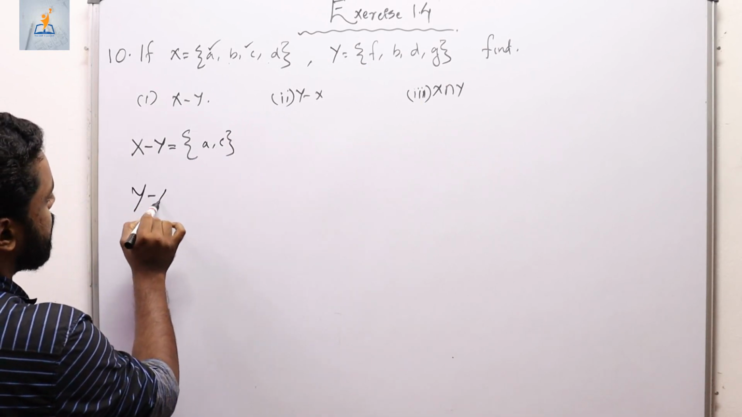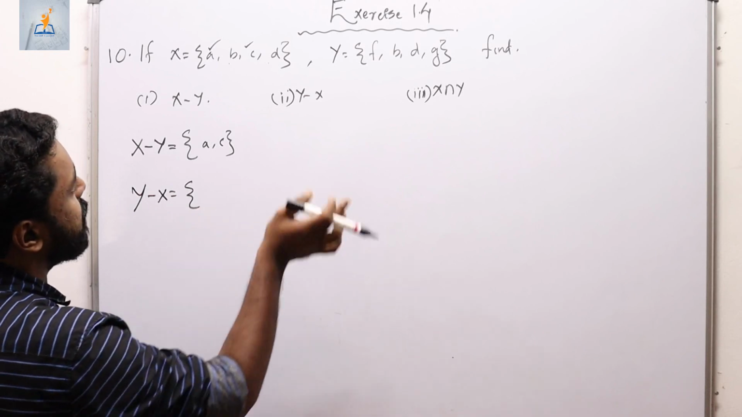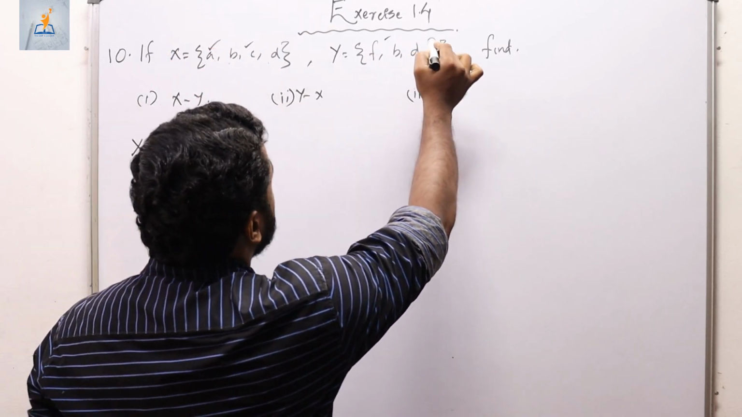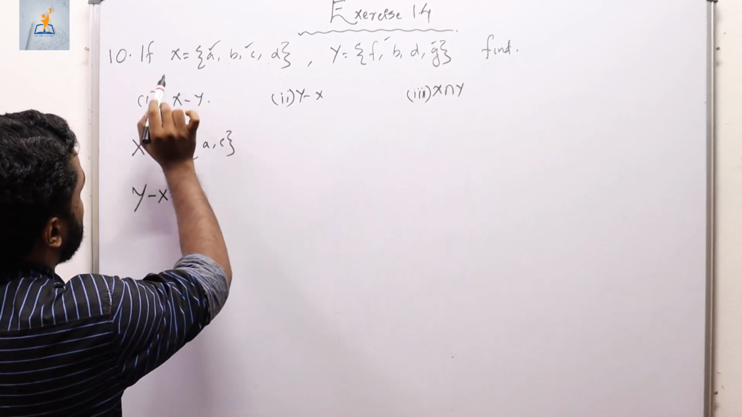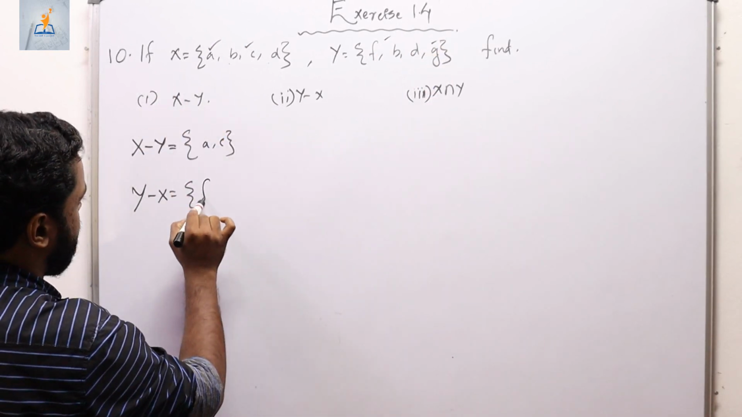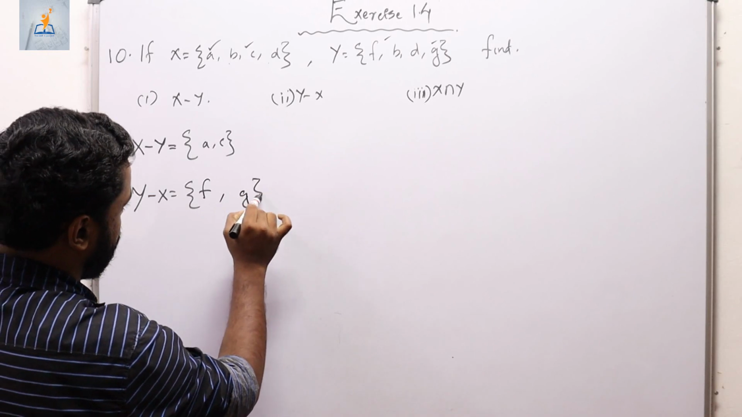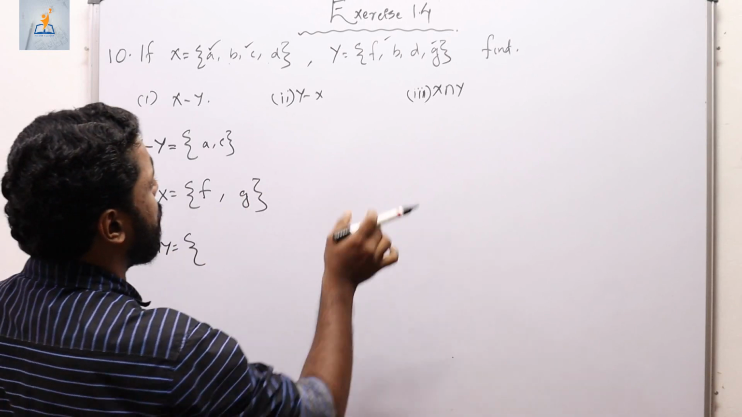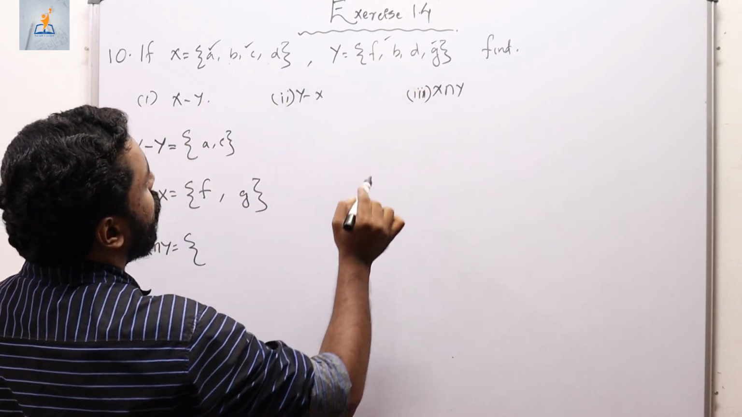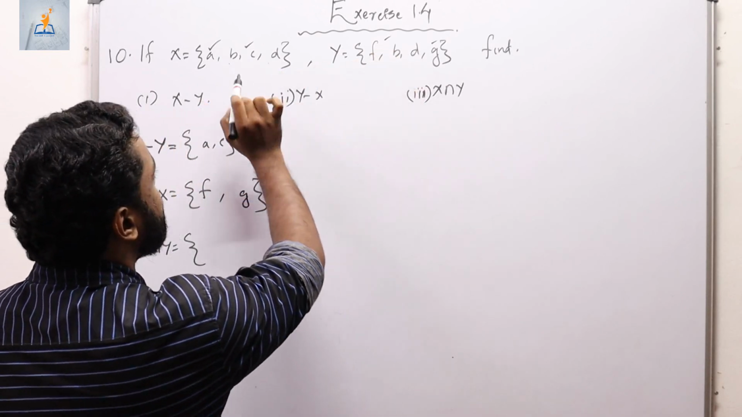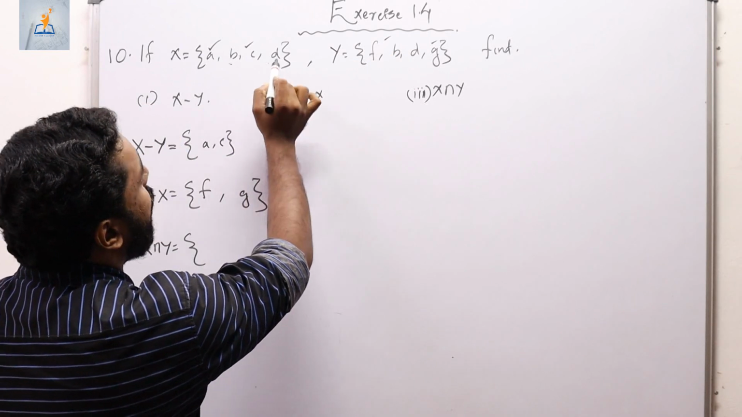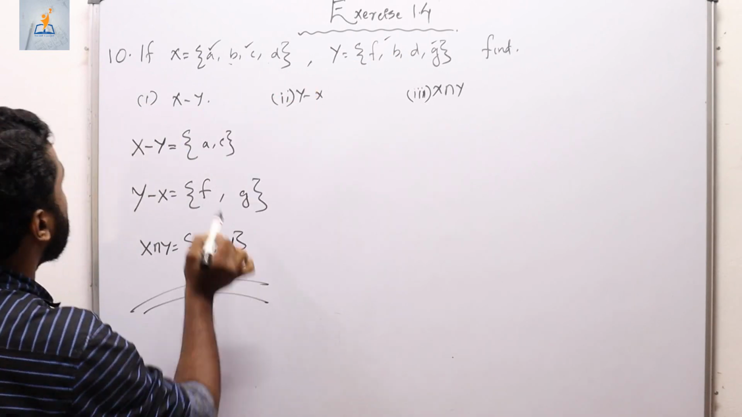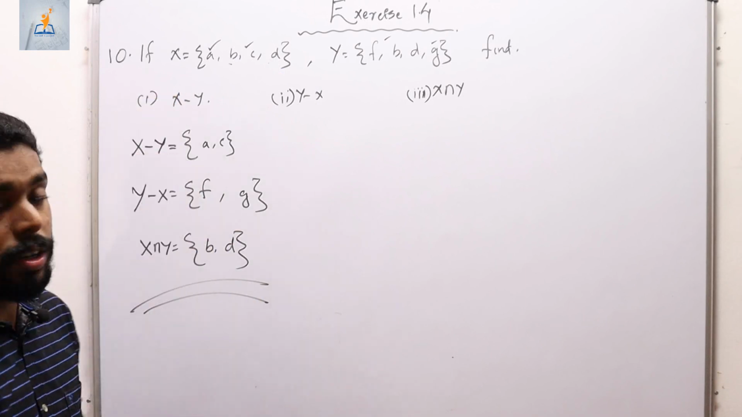Now y minus x will be the set of all elements in y but not in x. We know that f and g will be the set of all elements in y but not in x. So f, g. Now x intersection y means the set of all elements in both x and y. We can see that the elements in both x and y are b and d, the set b, d. So this will be the answer for exercise 10 of your textbook.